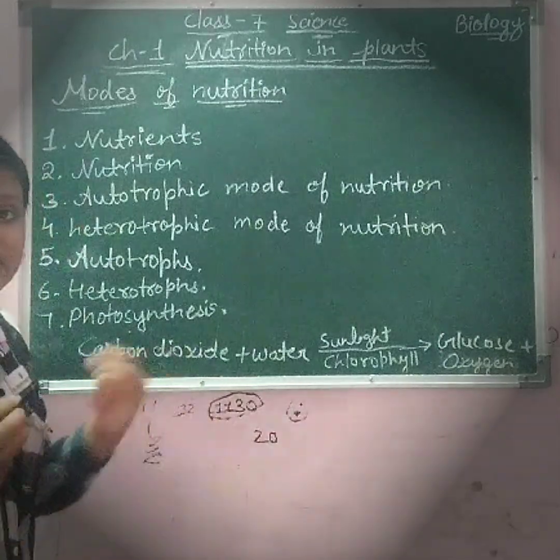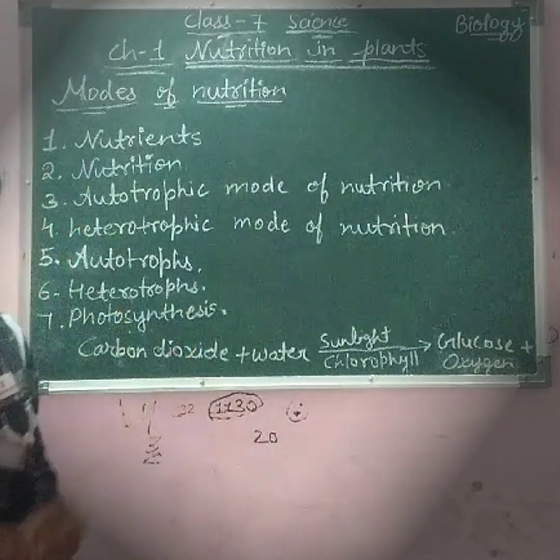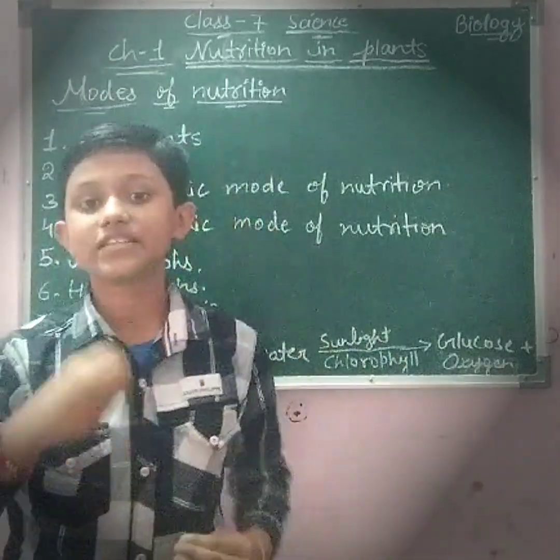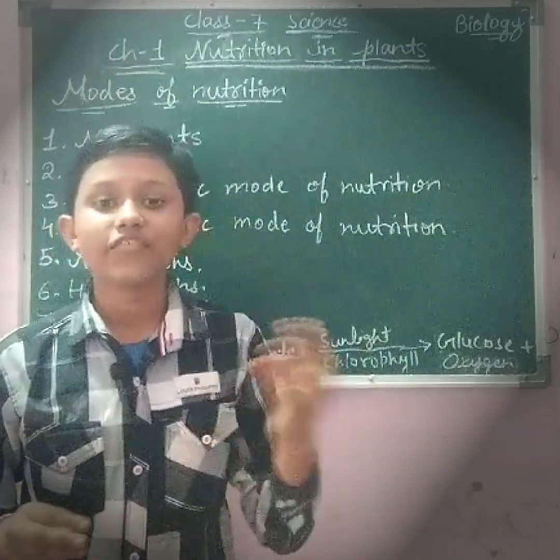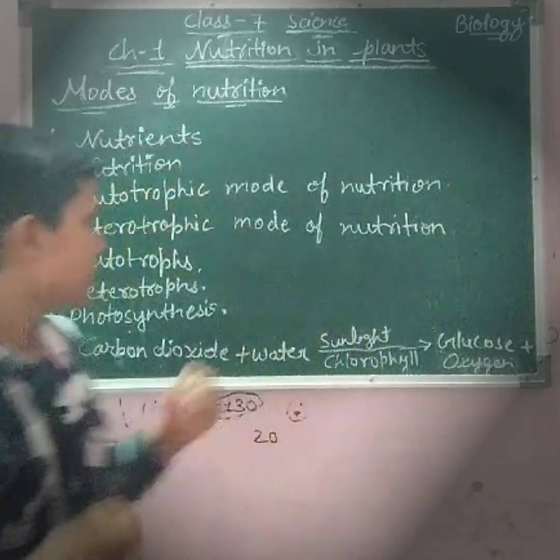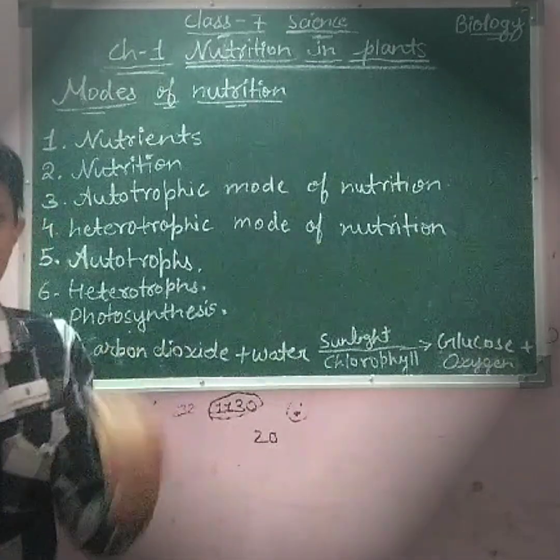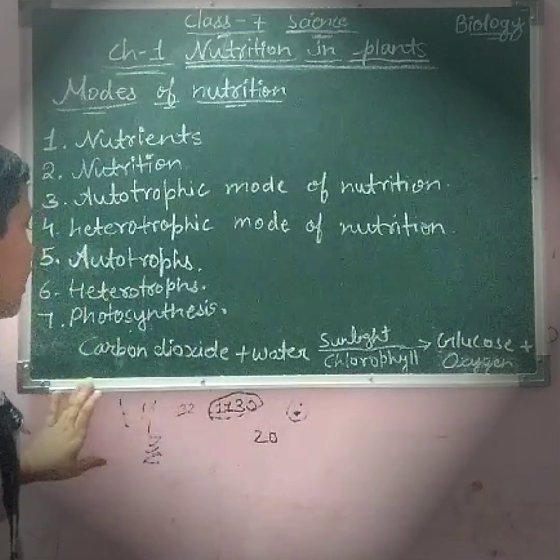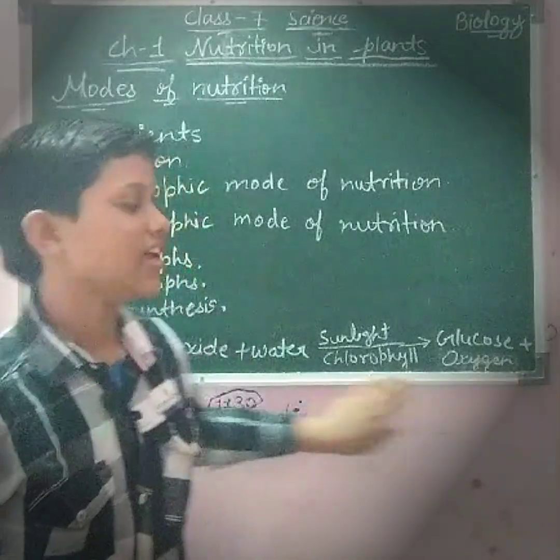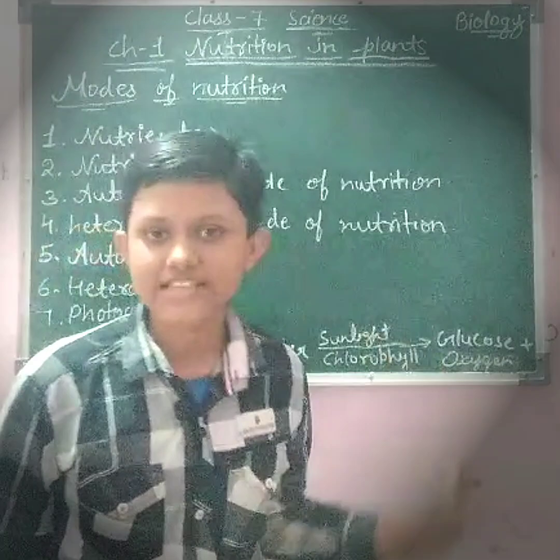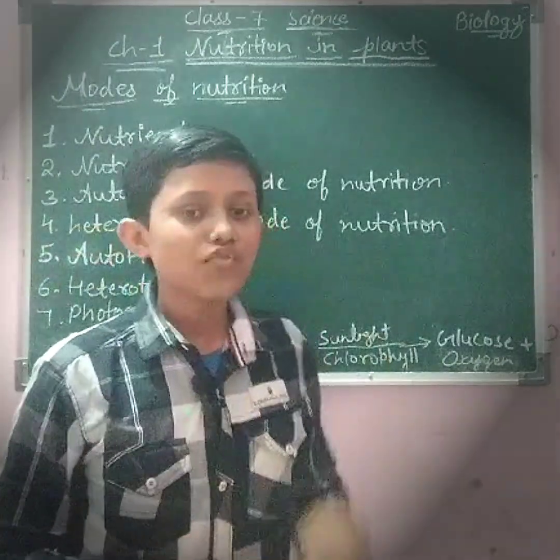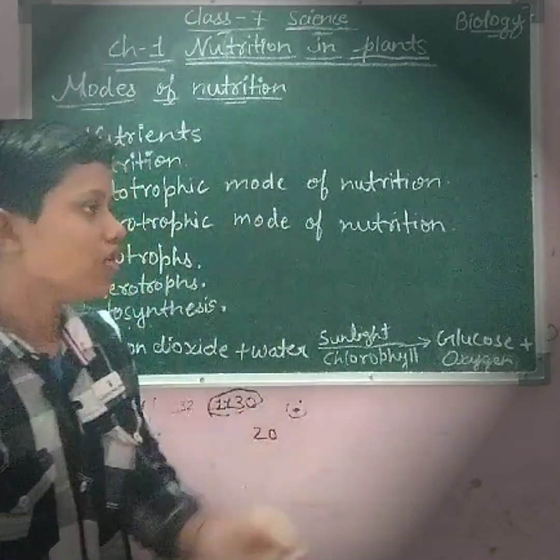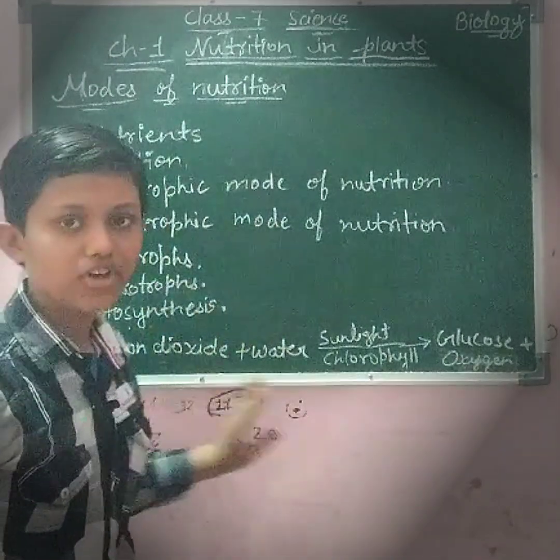Now we discuss photosynthesis. Photosynthesis is the process by which autotrophs, the organisms, make their food by themselves. They use several substances for making their food. First the autotrophs use carbon dioxide, then they also use water. They take carbon dioxide and water.